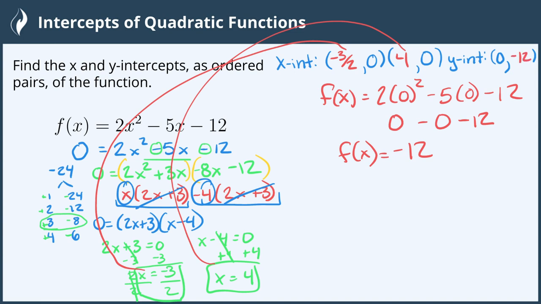We have now found all of the intercepts, the x and the y-intercepts, in ordered pairs, and now we're all done.